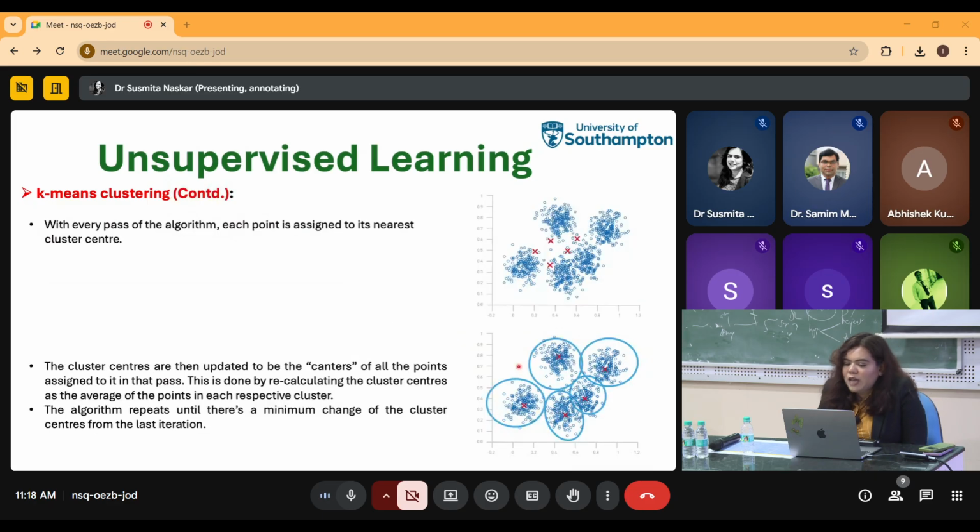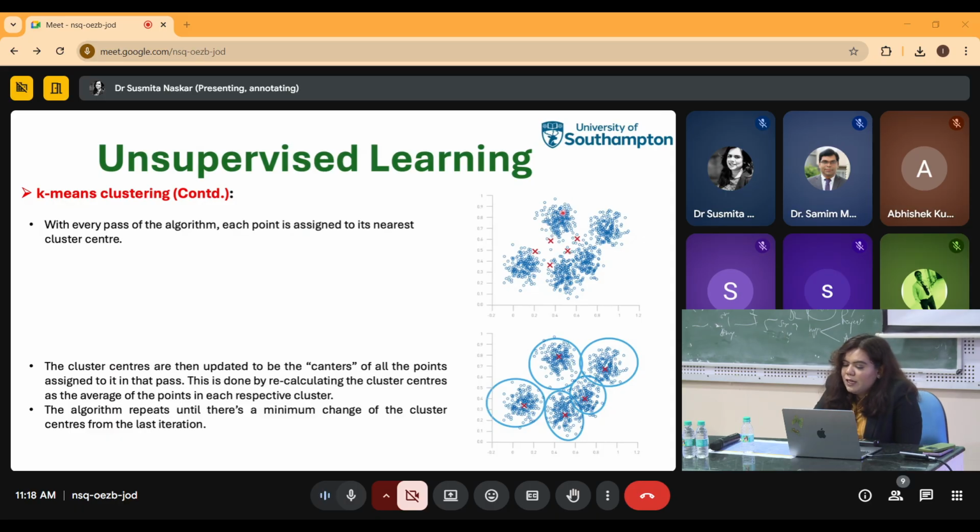Now let's see how the process actually works. First is the iteration process, right? With each pass, or each iteration, every data point, which is the blue one, is assigned to the nearest cluster center based on the current position of the center. So these are the centroids here and the blue ones are your data points, right?